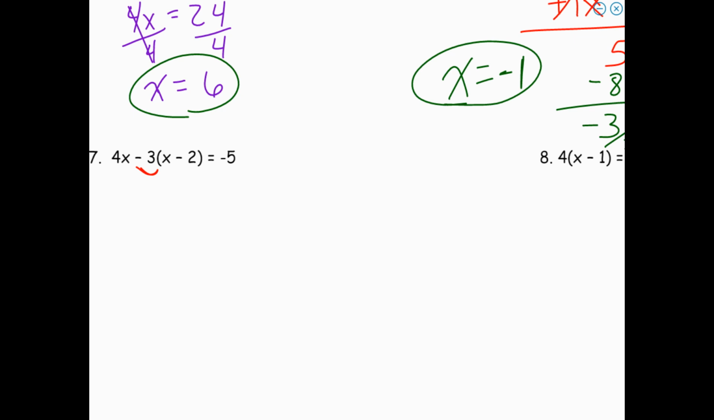So get your notes all done. I know I was going to do a note check, and then we had a snow day, so I haven't checked notes.